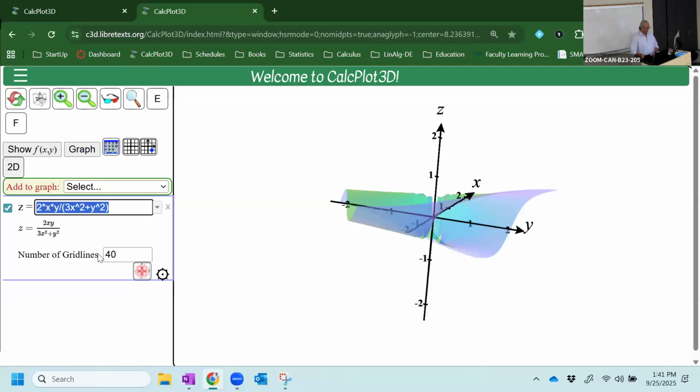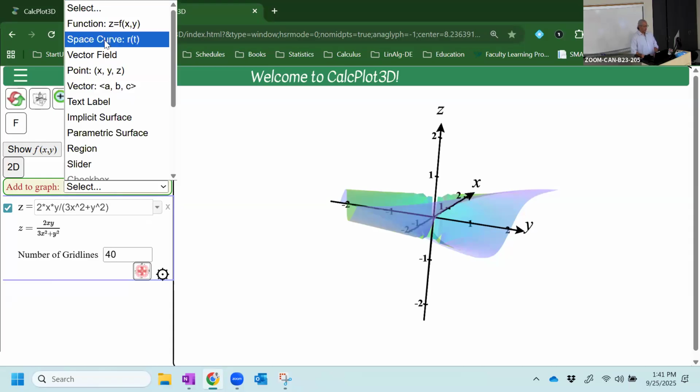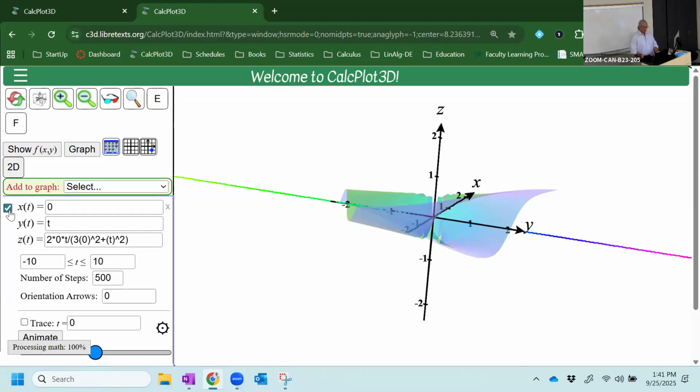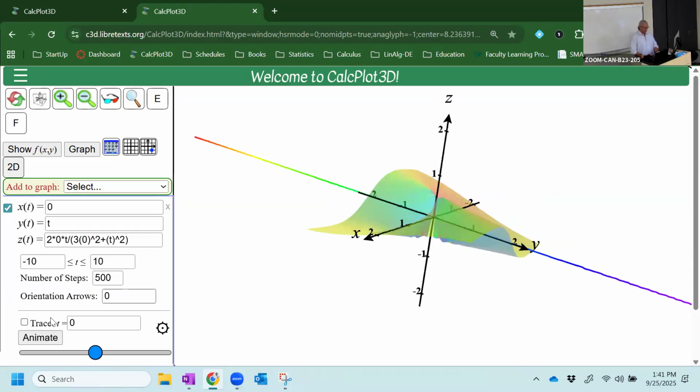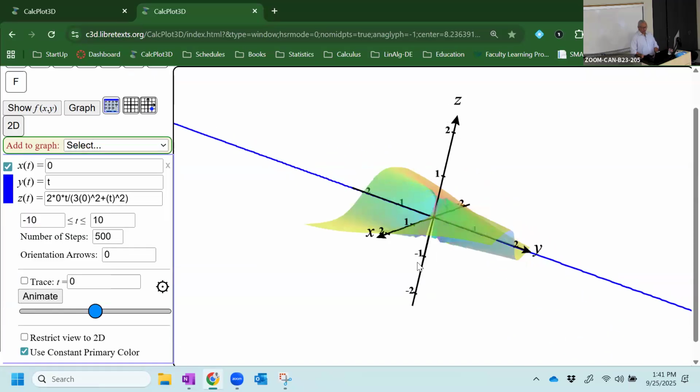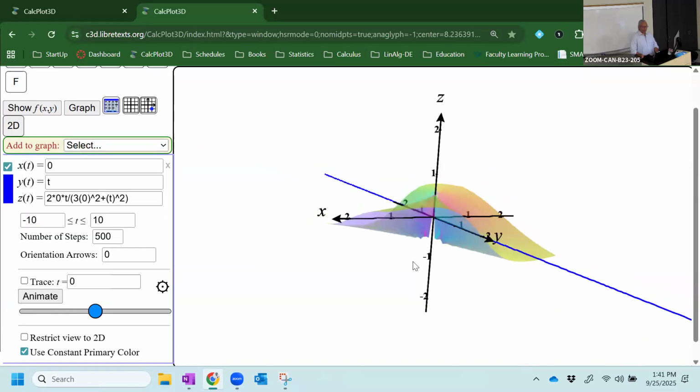And I don't know if this is worth doing, but I'm going to see if I can do it anyways. I'll draw the space curve for one of those when x is equal to 0. So when x is equal to 0 and y is equal to t, I'm going to be at height 0. I think this was the blue graph. You see that's just right along the y-axis.